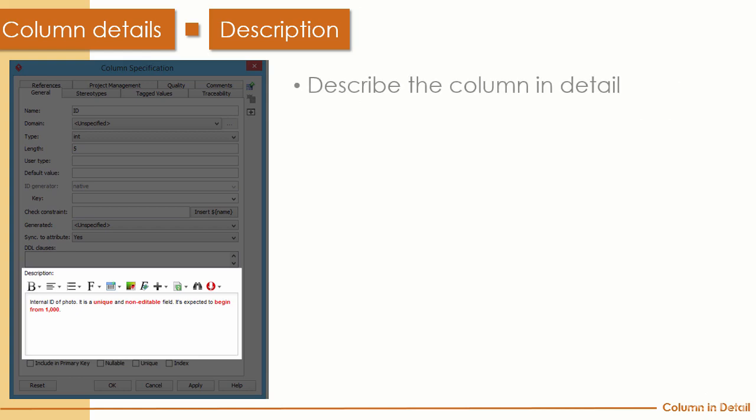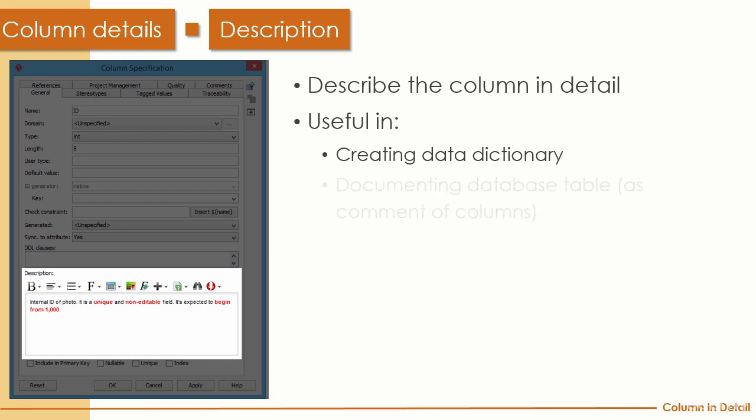Under the DDL clause, you see the description. It is a rich text field for you to describe the column in detail. It is useful when you are creating the data dictionary, so your reader can understand what this column is used for. And when you generate a database table, it will show as a comment. So if you generate the DDL, you will see the description you entered here as a comment.